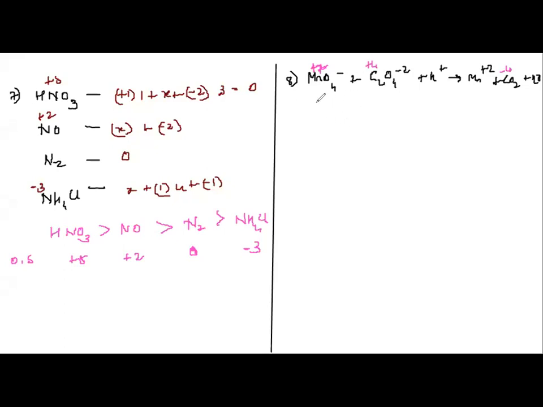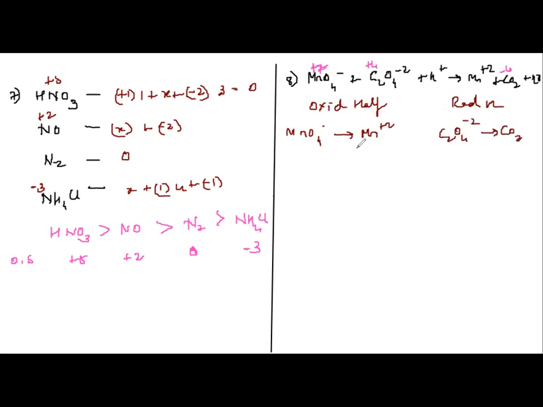So we will balance it by the half cell reaction method. Here I will write the oxidation half and here we will take the reduction half. Do it fast. So the Mn half is what? MnO4 minus is becoming Mn plus 2. And here C2O4 minus 2 is becoming what? CO2. Yes or no? Okay, fine.